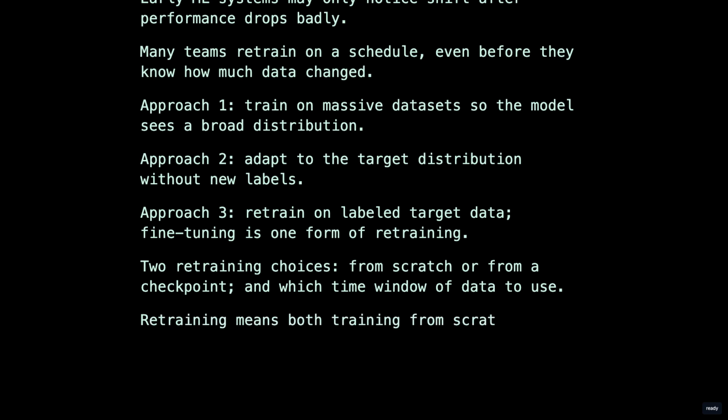The term retraining is being used broadly here to cover both restarting a model and continuing an existing one. That matters because the same word can hide very different engineering choices, and those choices affect cost, speed, and model behavior.